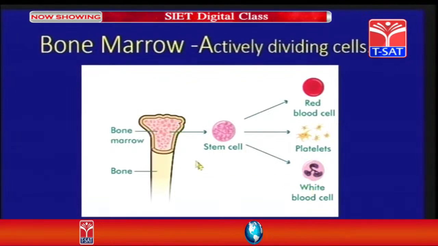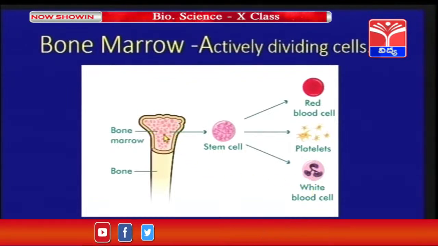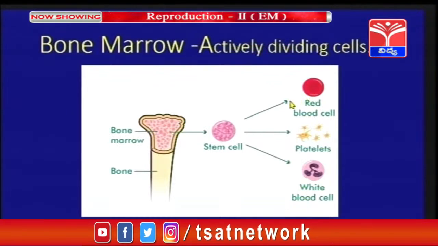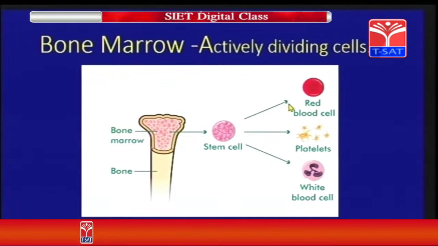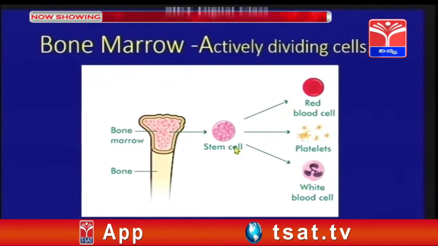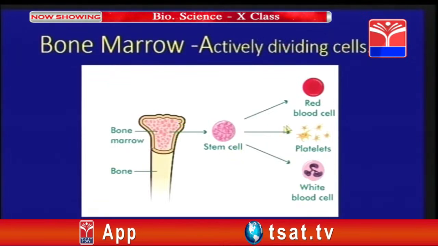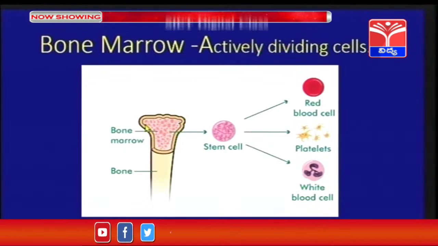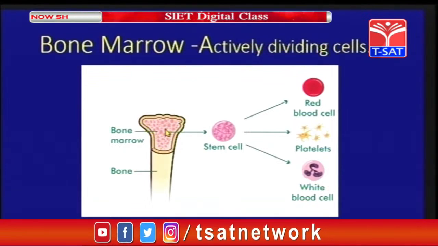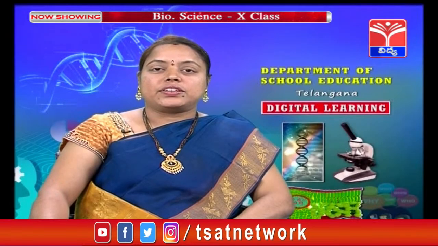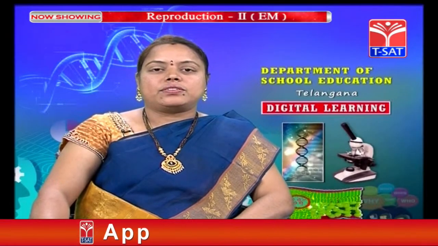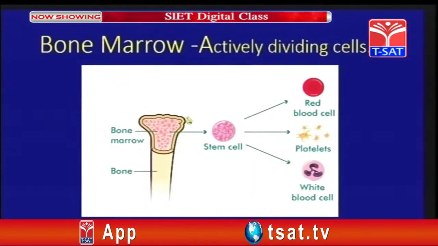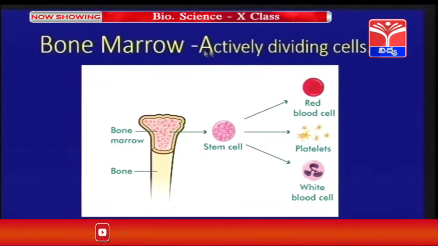white blood cells. Children, we discussed in our earlier classes also that RBCs have the capacity to live for 120 days and after that they die. Immediately after 120 days, new RBCs must be produced. So these RBCs are produced from the bone marrow. Now all of you might have a doubt, where is this bone marrow present? Children, this bone marrow is present in our thigh, the largest bone in our body. So remember, bone marrow helps in the production of new cells and consists of actively dividing cells.